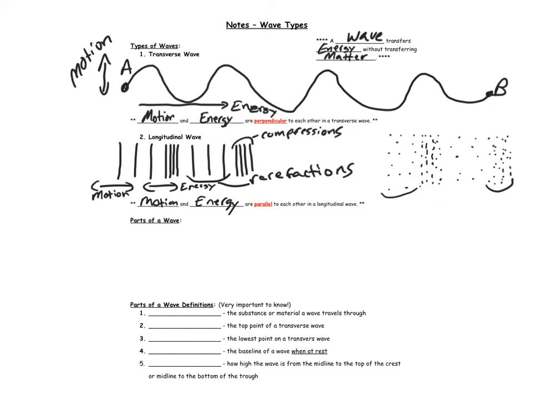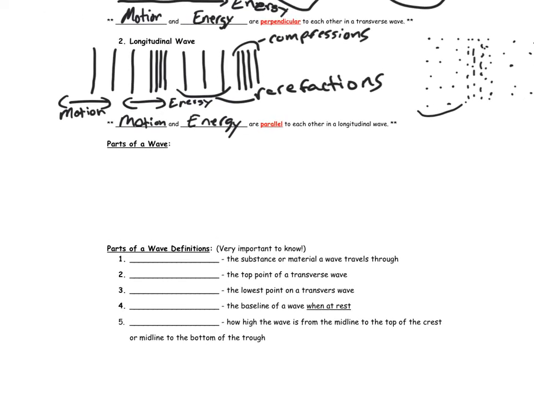Okay, so next up we got the parts of the wave. All right, this is something that is important to know. And so I'm going to draw the wave as we go. You'll have to forgive me. I hope you can, because I don't have a great way to draw this on here, and I am an awful drawer, but I hope you can forgive me. So first of all, the substance or material the wave travels through is known as the medium. So the medium is what the wave travels through.